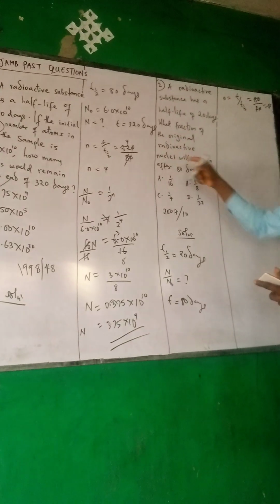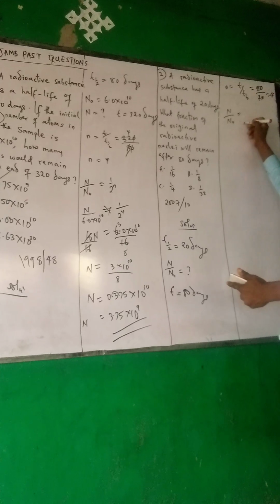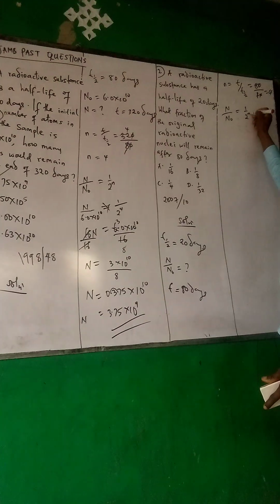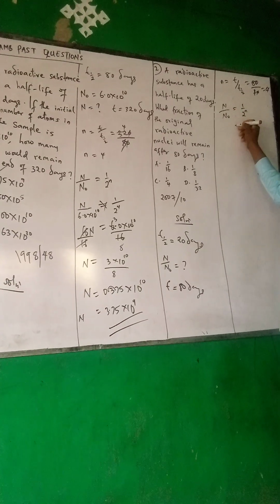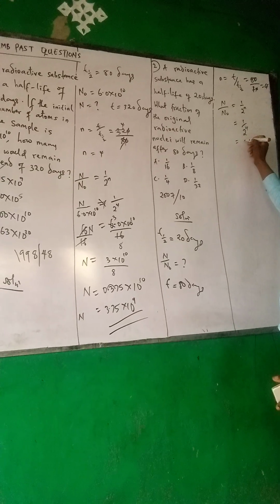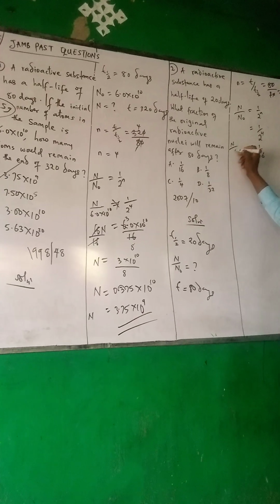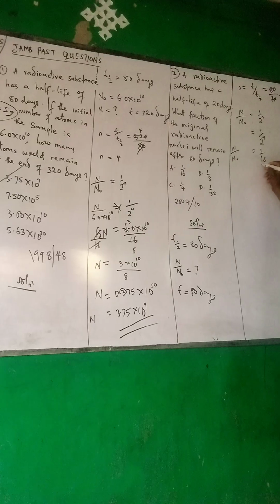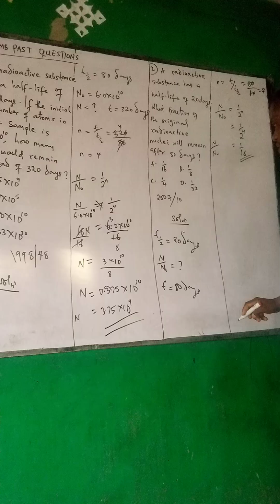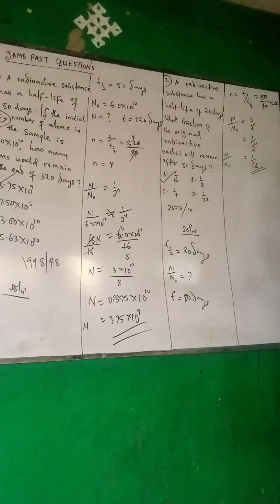So now, the fraction of the original radioactive nuclei that will remain will be n over n naught, and that should be from the formula, 1 over 2 power n. We are looking for this, right? And that gives us 1 over 2 power, and n is 4. 1 over 2 power 4 is 16. So the expected answer to this one is 1 over 16, and that should be option number A. Now let's go to the next question, please.